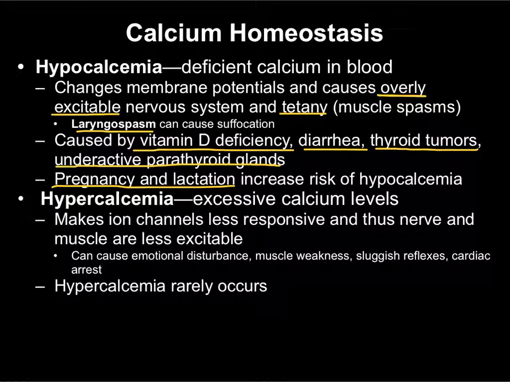Hypercalcemia is much more rare. Having too much calcium in the blood is pretty rare. It has some very severe effects. It makes ion channels less responsive. It makes nerve and muscle cells less excitable. With hypocalcemia, we saw that the nerves and muscles became overly excitable, leading to tetany, basically cramps where your muscles contract and then don't stop contracting.